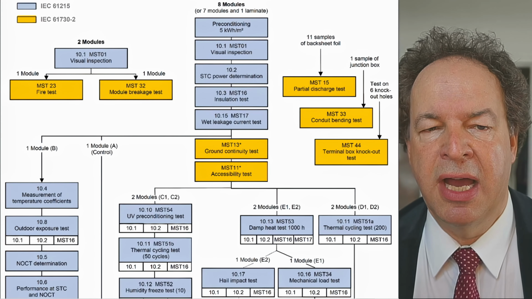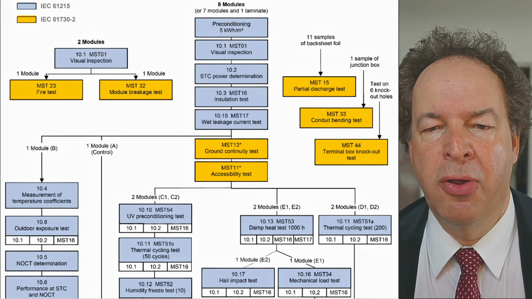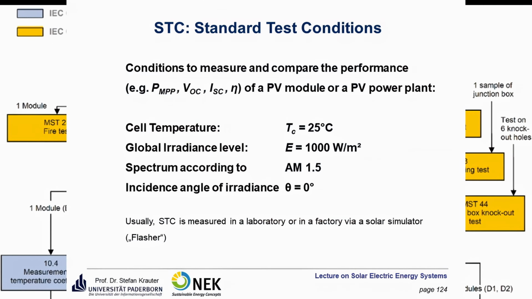Usually what you do is a flash test, as you would take not a permanent light source, but a flash light source. This is also easier to perform for the AM 1.5 spectrum. For a permanent light source, that's quite difficult to achieve. For flash, that's much easier.